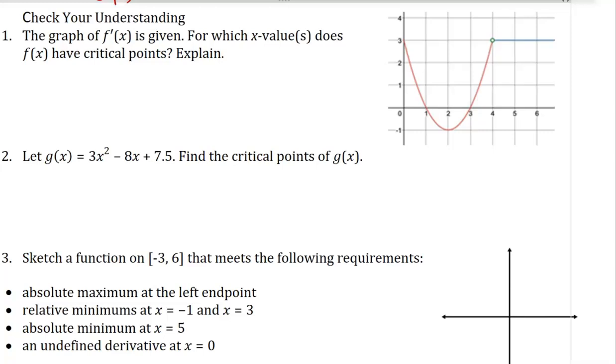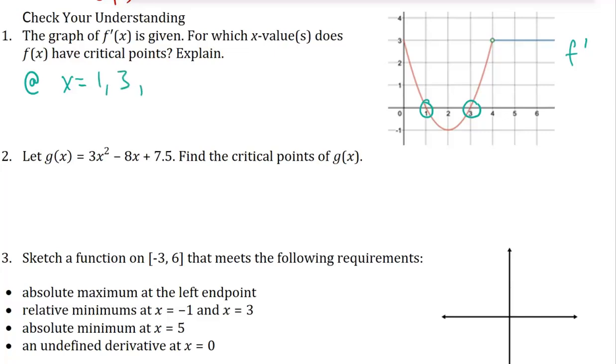So critical points are where the derivative equals zero or does not exist. And on number one here, we're given that this is the graph of f prime, meaning it is already our derivative graph. Okay, so if we want to know where f has critical points, that's where this graph equals zero or doesn't exist. And so there are critical points at x equals, and then there's two places where this graph equals zero. 1 and 3.